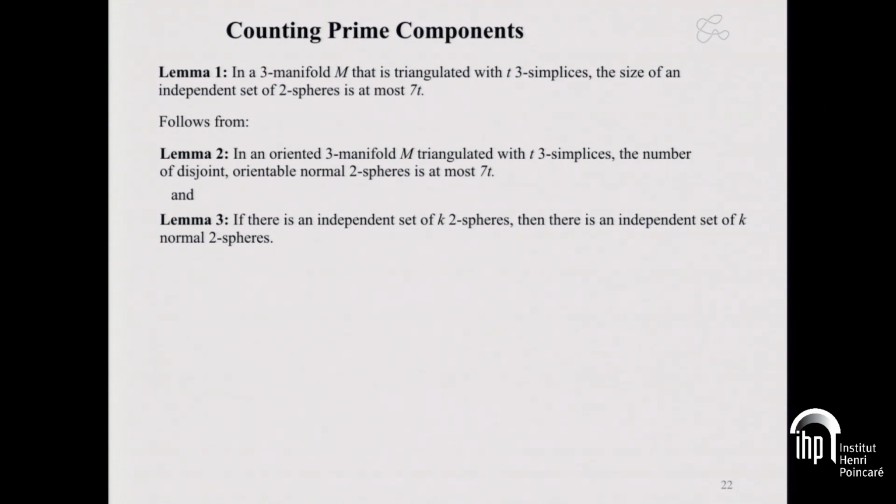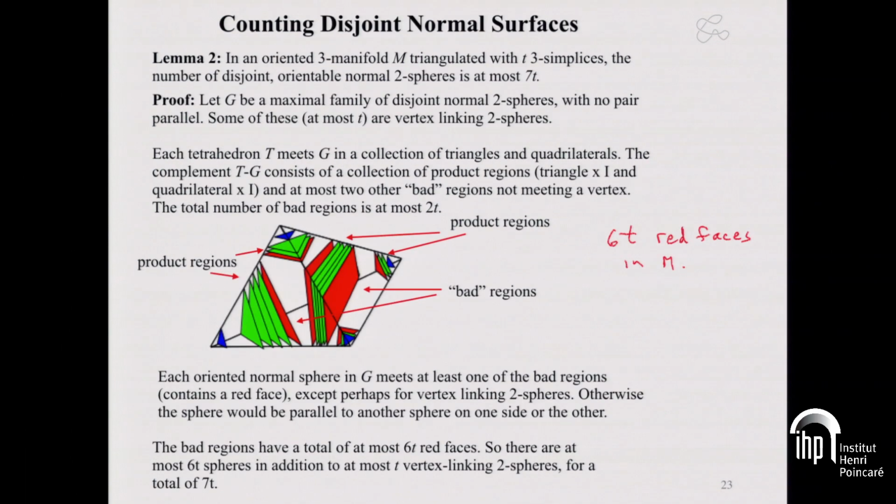The second thing we'll show is that we can do this by making those spheres normal and showing there's at most 7t normal 2-spheres, none of which are parallel. And that will be enough for these tetrahedra.